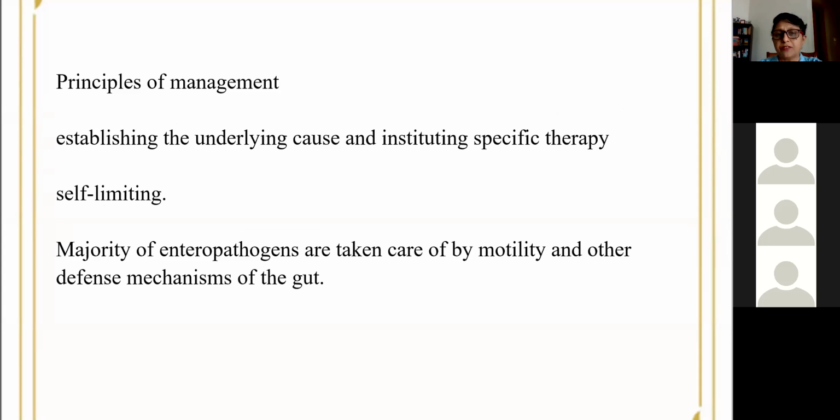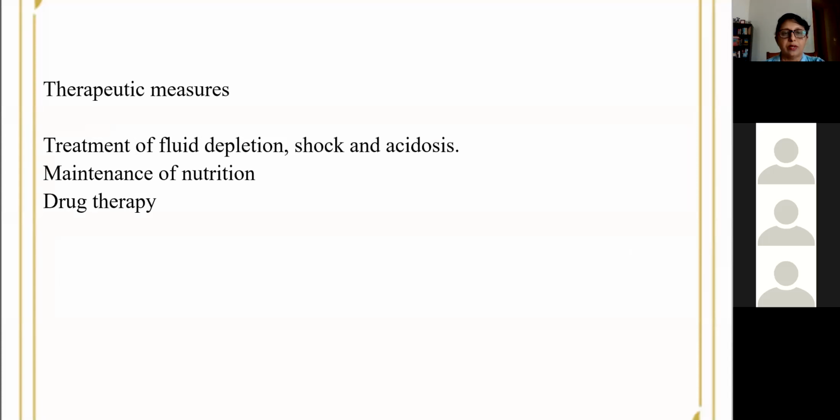Then what are the principles of management? We have to find out the underlying cause, isn't it, and then institute the specific therapy. The majority of the enteropathogens will be removed by the motility, that is by the diarrhea itself. Most of these toxic pathogens will be removed.